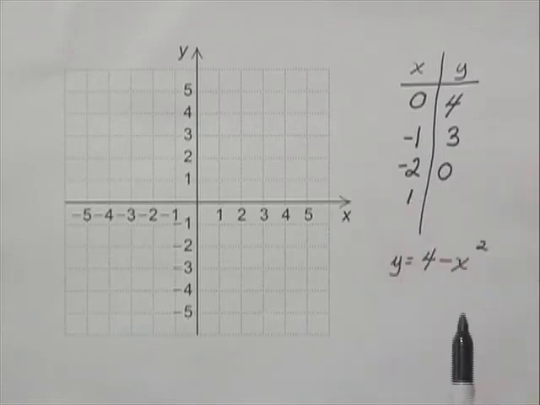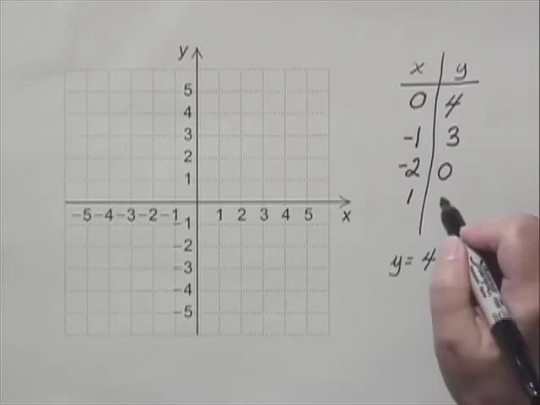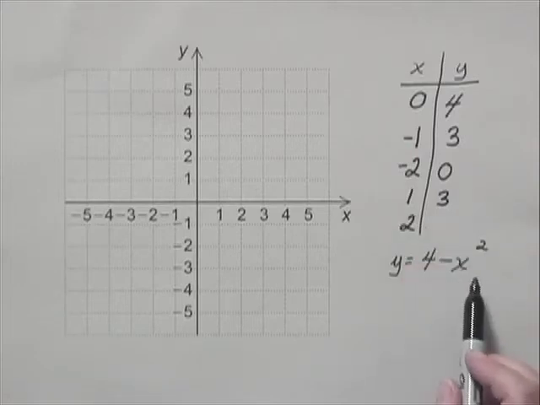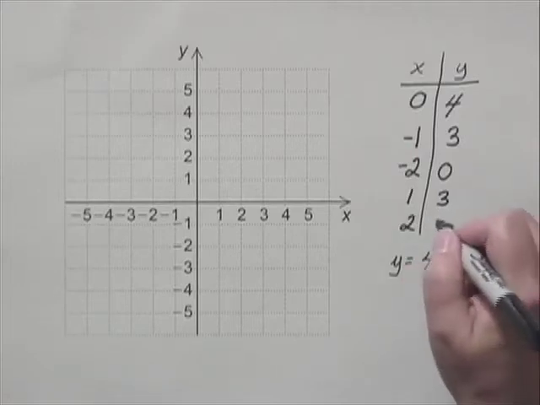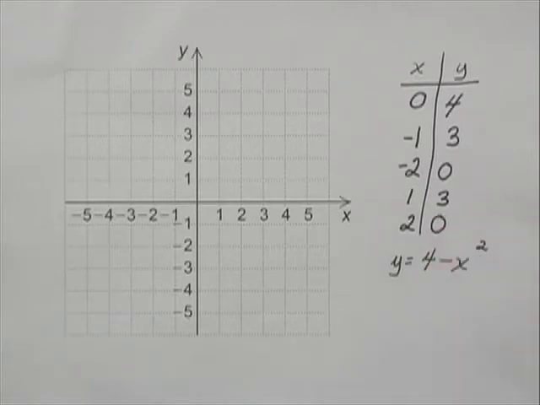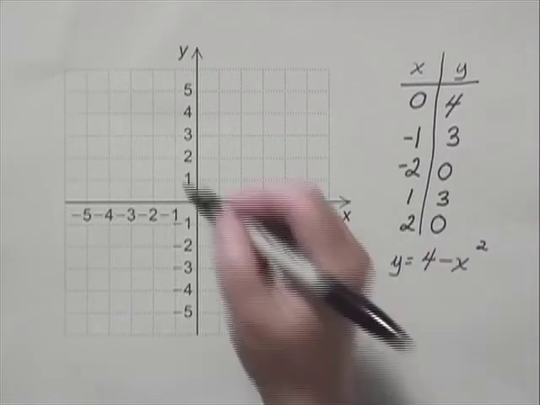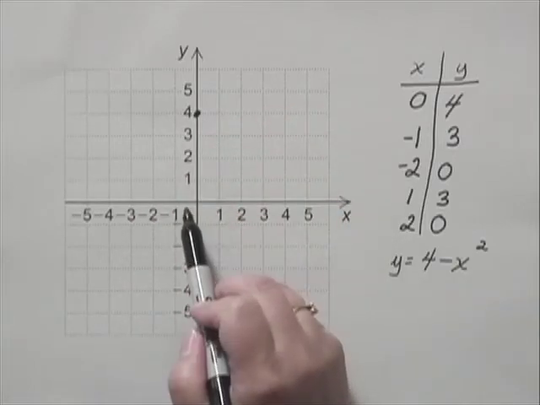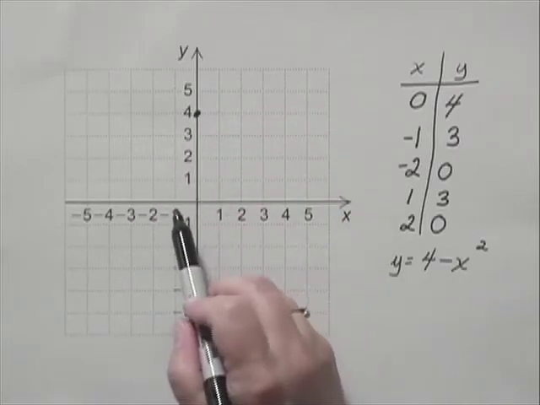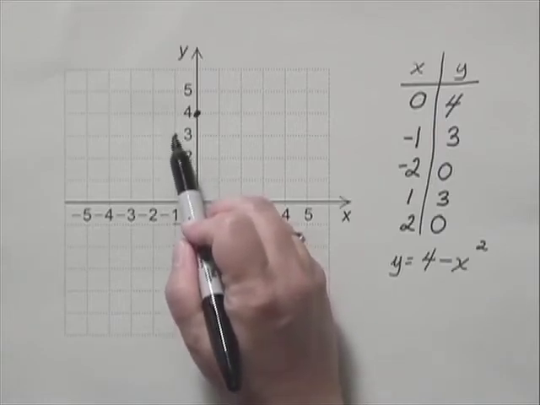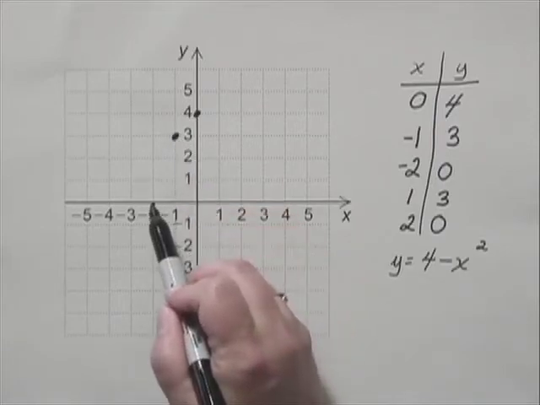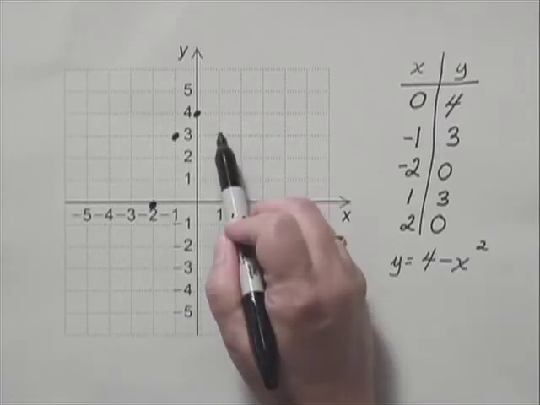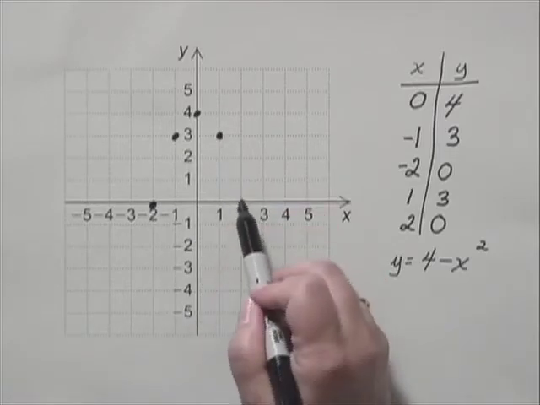When x is 1, y is 4 minus 1 squared, or 3. When x is 2, y is 4 minus 2 squared, or 4 minus 4, which is again 0. Now this gives us enough points that we can get the shape of the graph pretty well. We have (0, 4), (-1, 3), (-2, 0), (1, 3), and (2, 0).